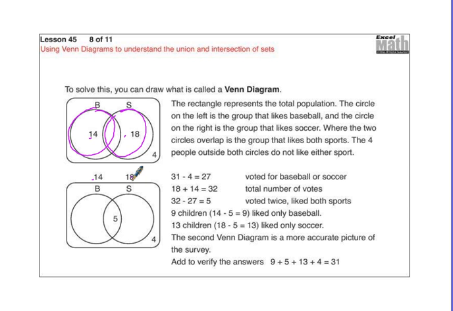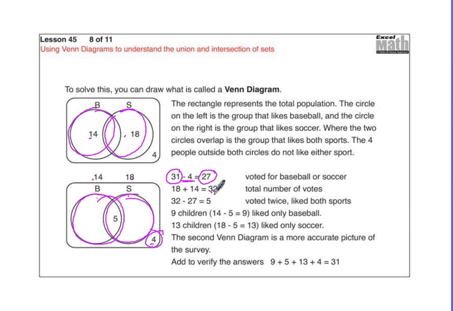We start off with 31 voters, and we are taking away the 4 that voted for neither. So that gives us the number 27. Here's the number 4 out here on the Venn diagram. So you're going to draw 2 circles like that, and then you're going to have the 4 on the outside because they didn't vote for baseball or soccer. They voted for neither one.